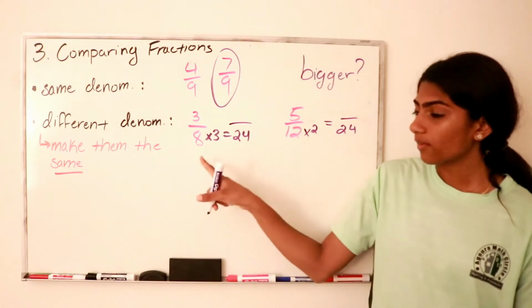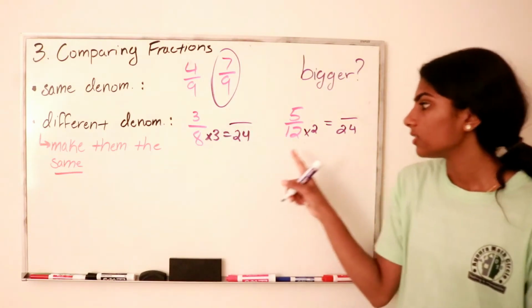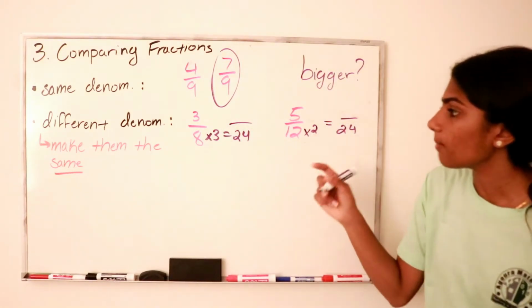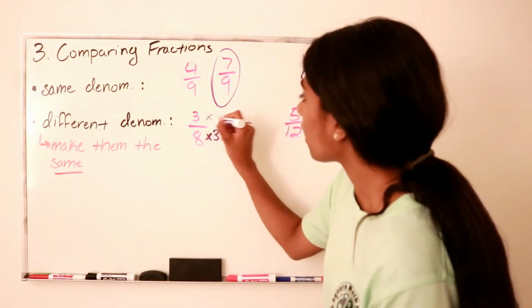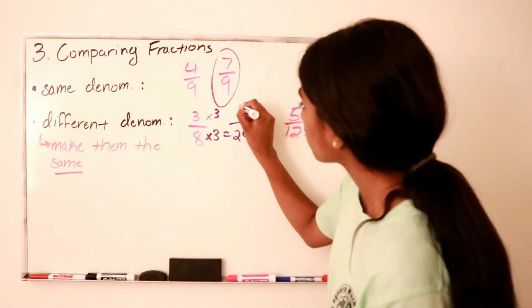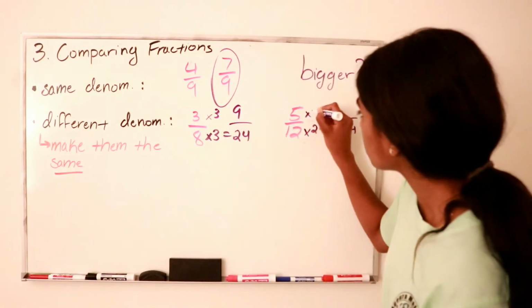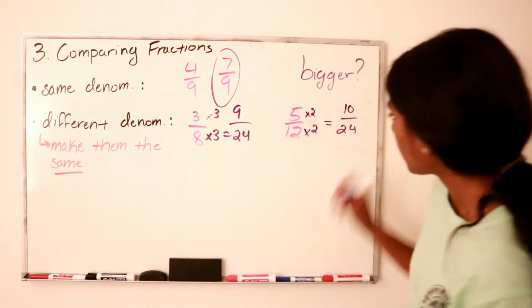Now I have to do whatever I do at the bottom to the top. It has to be by the same number. So since I multiplied the bottom by 3, I'm going to multiply the top by 3. And what is that going to equal? 9. And then multiply this by 2. What does that equal? 10.